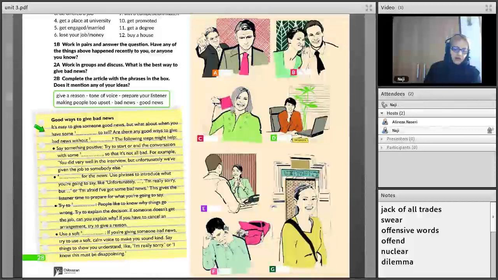Are there any good ways to give bad news without making people too upset? The following steps might help. Say something positive. Try to start or end the conversation with some good news so that it is not all bad. For example, you did very well in the interview, but unfortunately, we have given the job to somebody else. So, first you start with something good, with a compliment, then you give bad news.